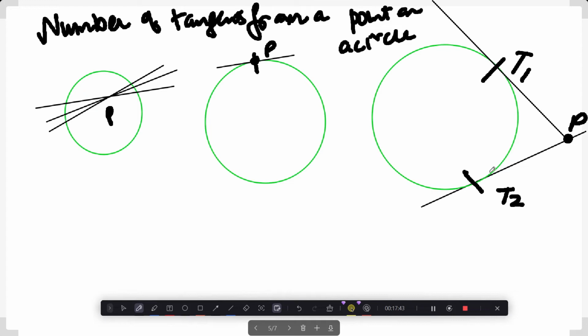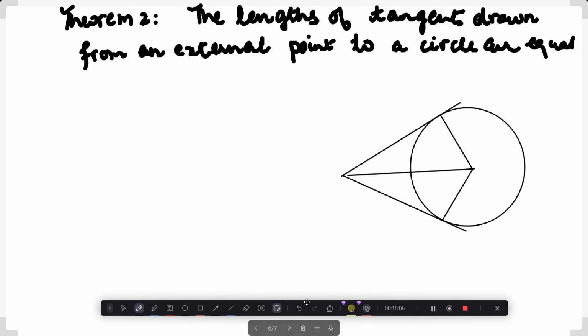So what are PT1 and PT2? The length of the segment of the tangent from the external point to the point of contact with the circle is called the length of the tangent. So PT1 and PT2 are both lengths of the tangent. Can you measure this? They'll be equal, right? So how is it equal? That's the second theorem: the lengths of tangents drawn from an external point to a circle are equal. Okay.